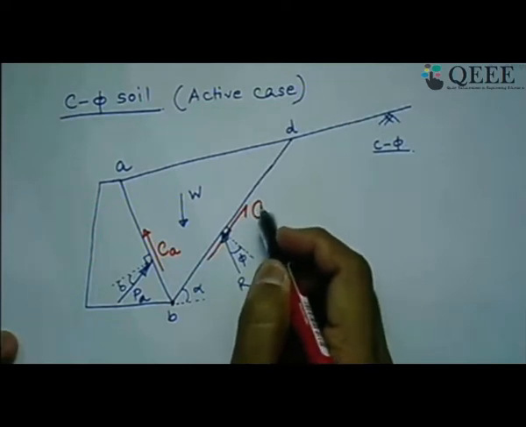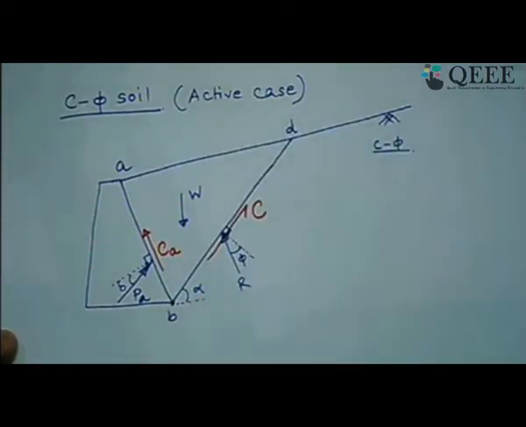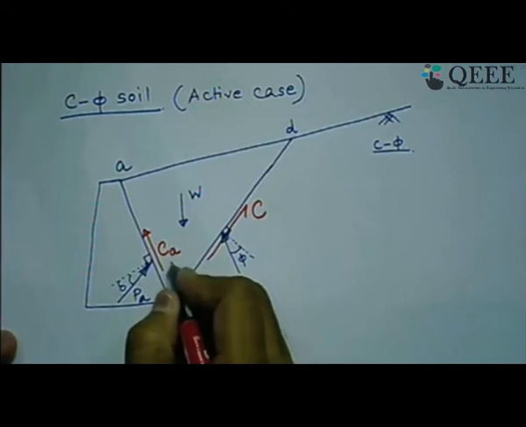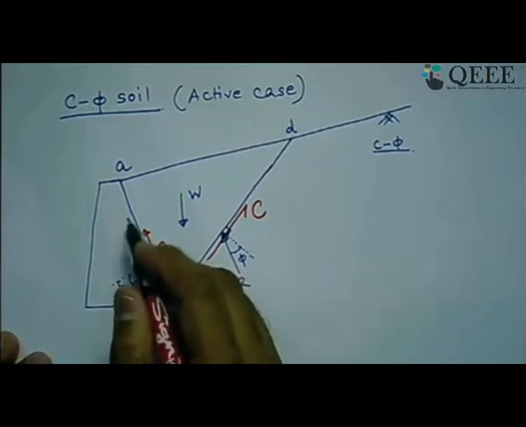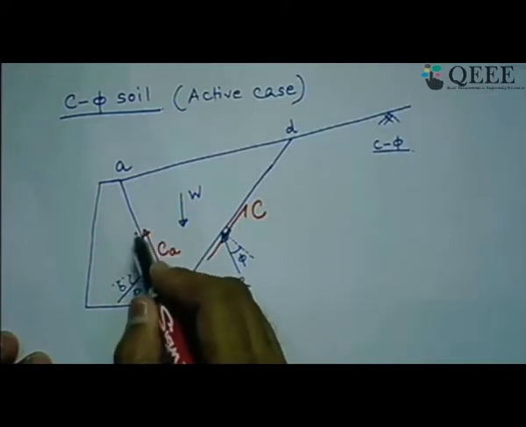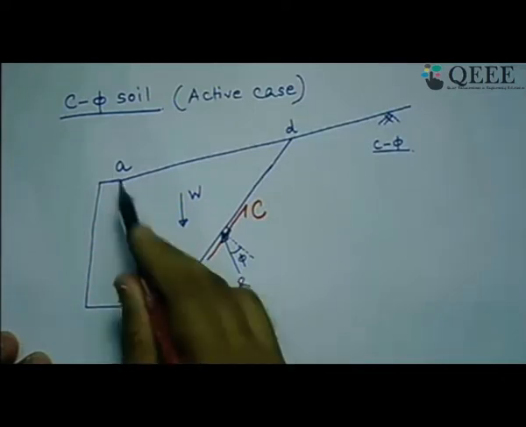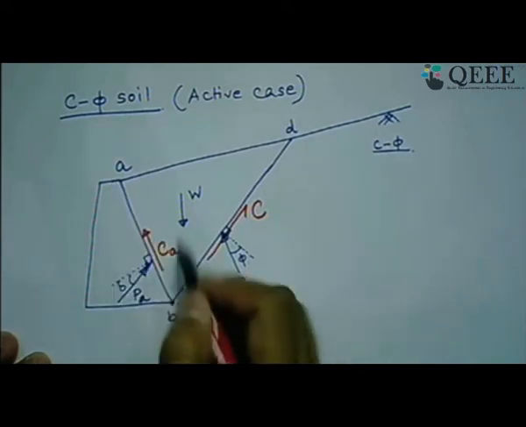How will you get the C force? This is nothing but unit cohesion times the length of this BD. That will give you the C force per meter length or per cross-sectional length of the wall. Similarly, this side, what is Ca? Ca is nothing but the adhesive force. Now what is adhesive force? It is nothing but the unit adhesion between the wall material and soil material, that is ca, times the length of this wall, inclined length AB, that will give you this Ca force or adhesive force.